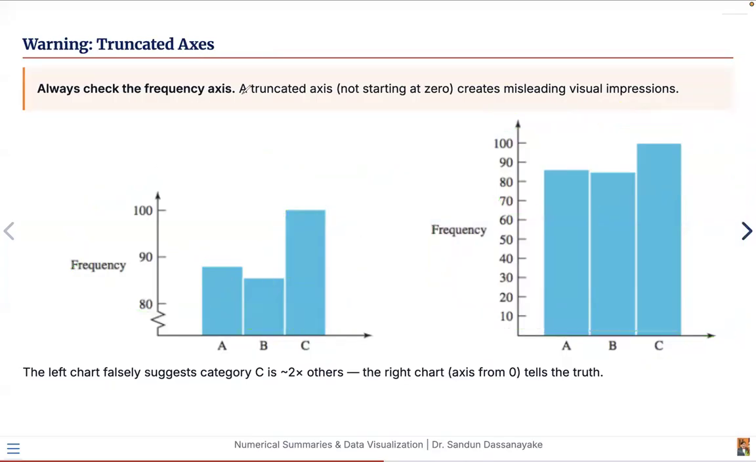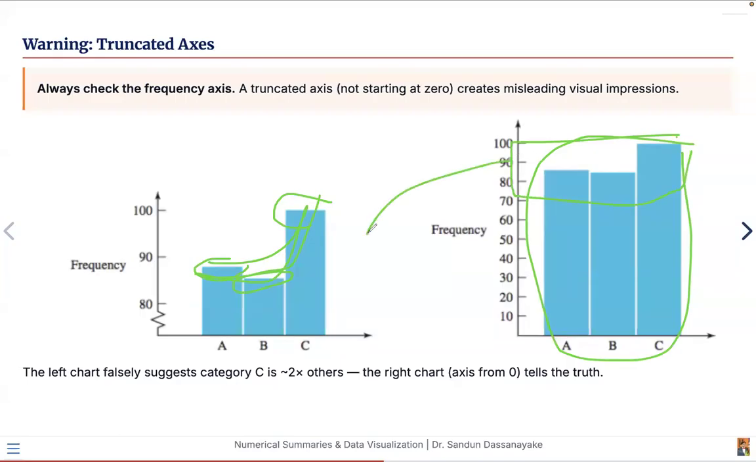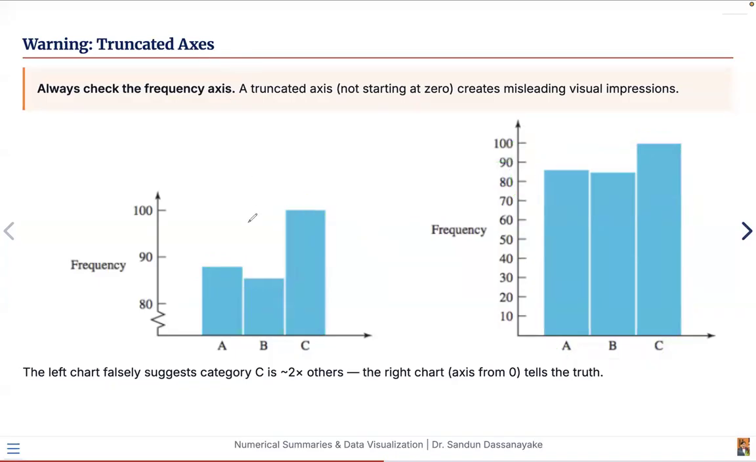So always check the frequency axis. A truncated axis creates misleading visuals and impressions because this is very small variation. You have like 89, some other value near 87, 85 or something, and then 100. So it's very small deviation, but if you look at this one, the entire thing is looking like that. If you want to clearly show it, you can just highlight it and take it as a separate visual, as a part of it, but not individually showing it like this.